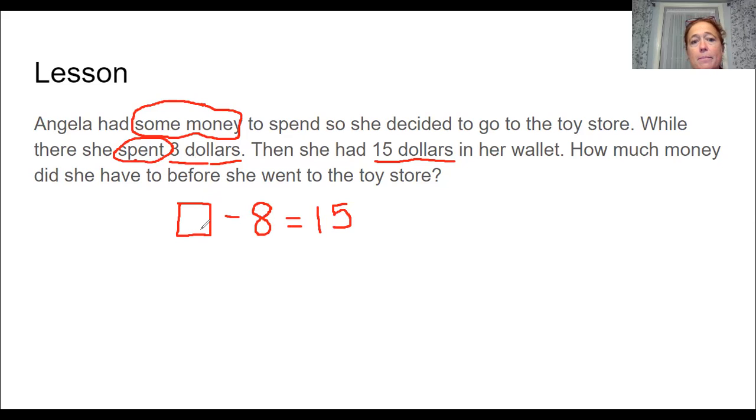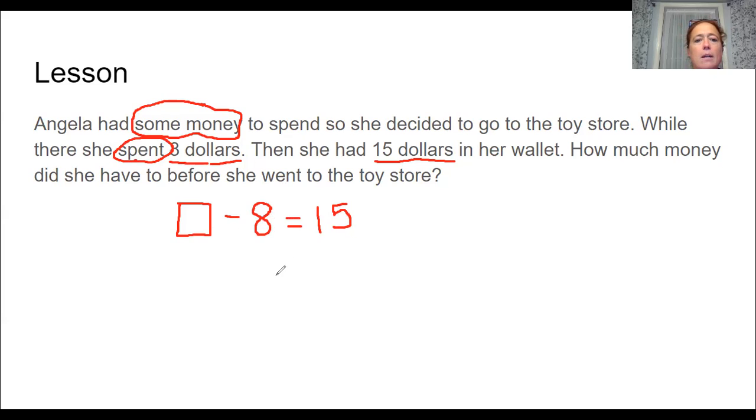So we need to find out how much she had to begin with. Well, in order to figure out what she had to begin with, we have to put that $8 back into the money that she was left with, okay? Because this is what she was left with after she gave the $8 to the toy store.